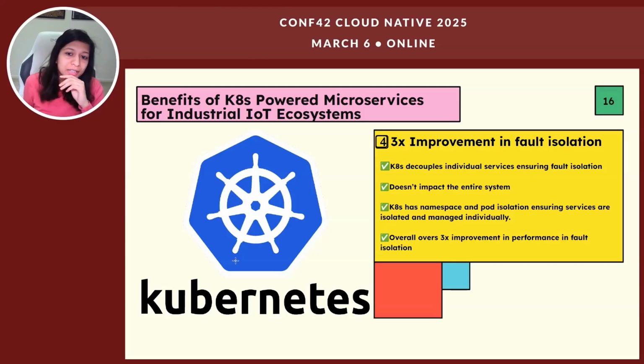And the fourth and the main important thing is fault isolation. We talked about how much Kubernetes can move the workloads around so that you don't see the impact at all. So the entire system is intact, still running. And there is another feature in Kubernetes, which is namespace isolation as well as pod isolation. So all the services are managed separately so that if one thing is changed, it doesn't affect the other one. So overall, it gives like a 3x improvement in fault isolation.